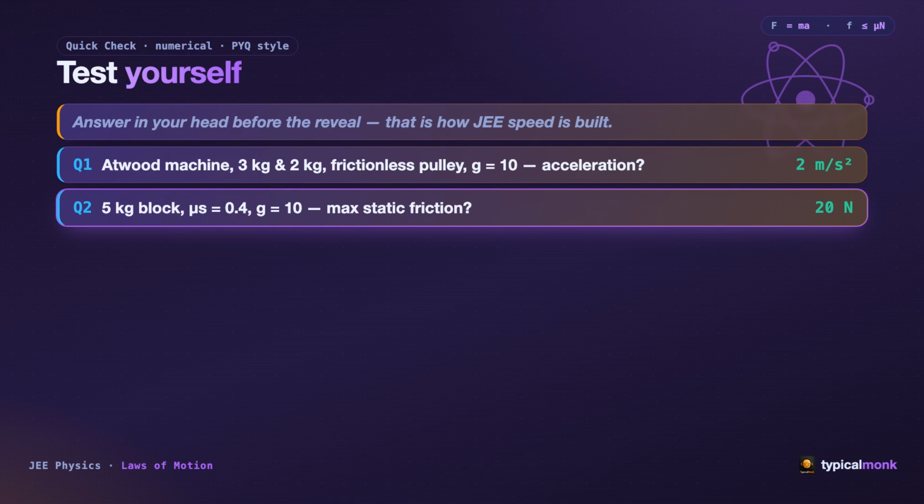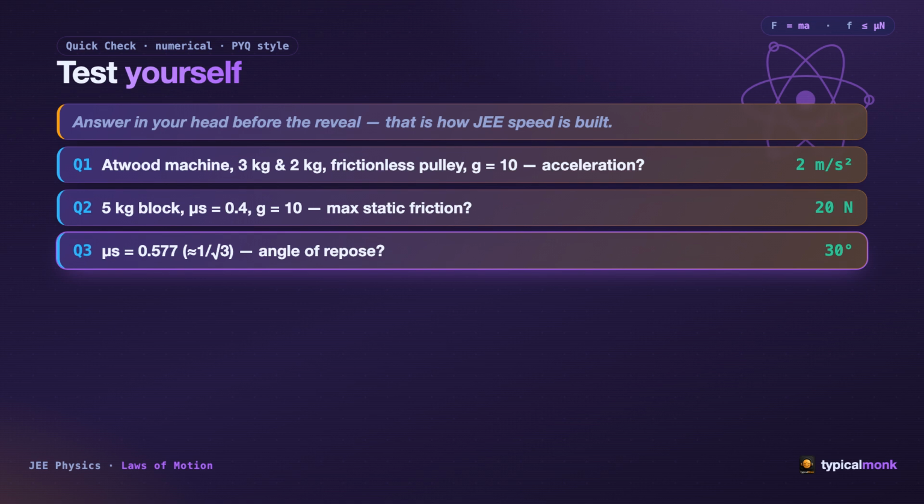Question 2. A 5 kilogram block rests on a rough surface with mu s equal to 0.4 and G equal to 10. What is the maximum force of static friction? Answer, mu s times N, 0.4 times 5 times 10, 20 newtons. Question 3. A surface has a coefficient of static friction of 0.577, close to 1 over root 3. What is its angle of repose? Answer, tan theta equals mu, so theta is 30 degrees.